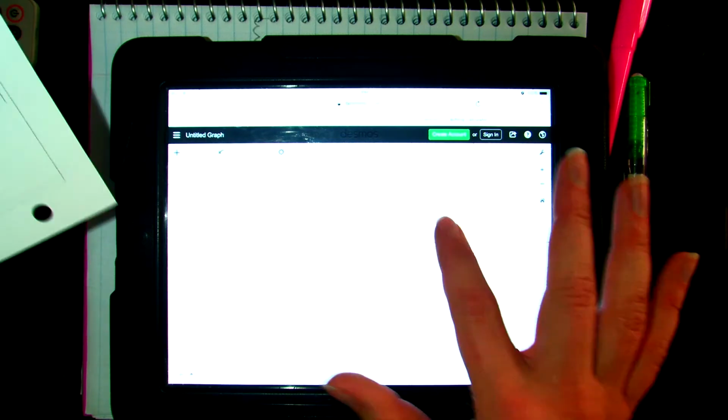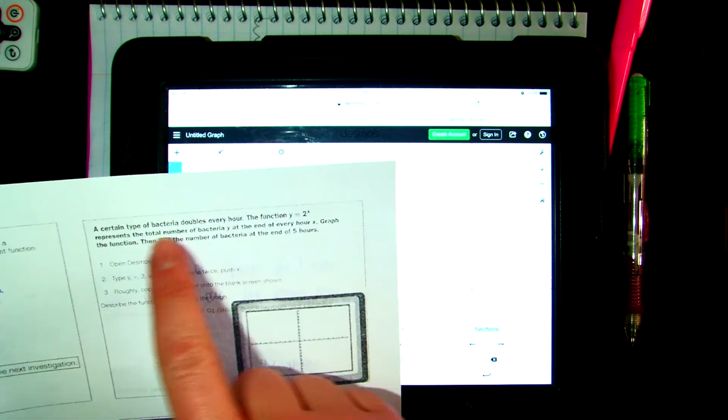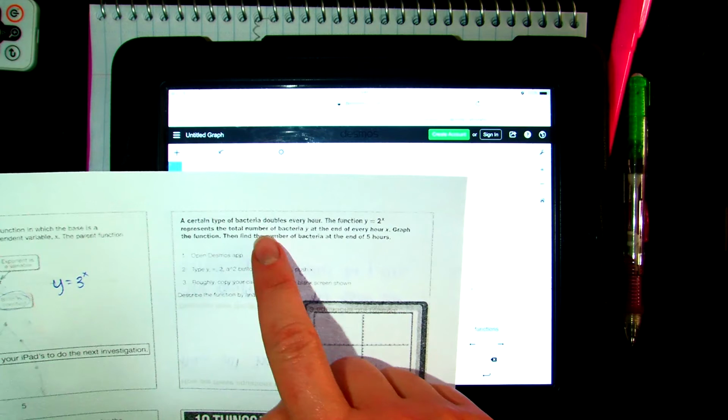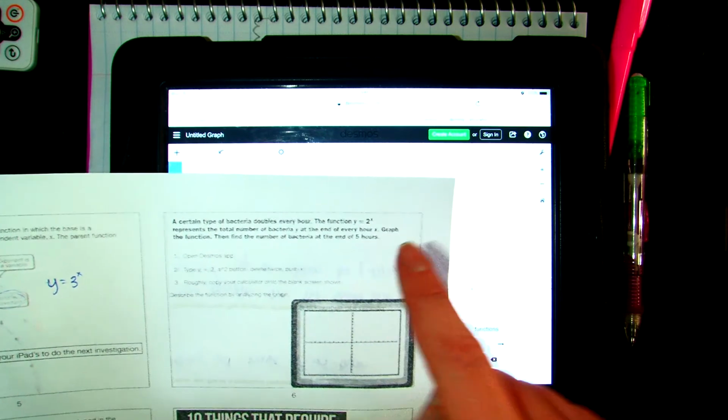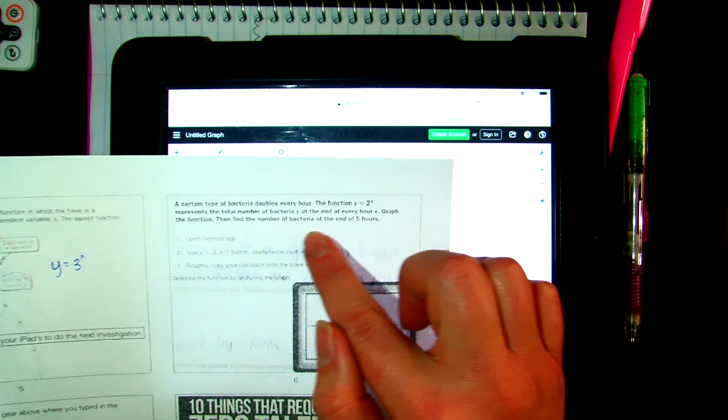Okay, so it says, open the Desmos app. A certain type of bacteria doubles every hour. The function y equals 2 to the x represents the total number of bacteria y at the end of every hour x. So for x, we would plug in our hours there. Graph the function, then find the number of bacteria at the end of 5 hours.